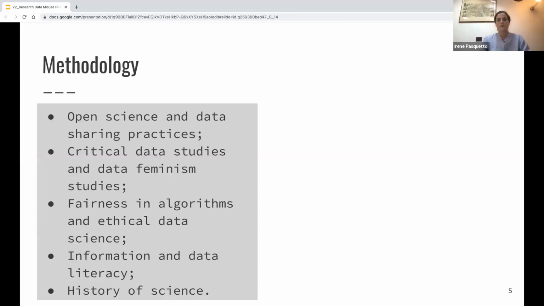So in order to work towards a better understanding of the complexities of data misuse, we examined how researchers and scholars in a number of fields currently understand and define the practice of misusing research data. We reviewed literature that discusses conceptualizations of proper data use, as well as improper use or misuse of data. And also we reviewed cases and examples of what data misuse looks like in practice. We looked at the research areas of open science and data sharing practices, which is mostly in information science, critical data studies and data feminism studies, fairness in algorithms and ethical data science, information and data literacy, and also the history of science.